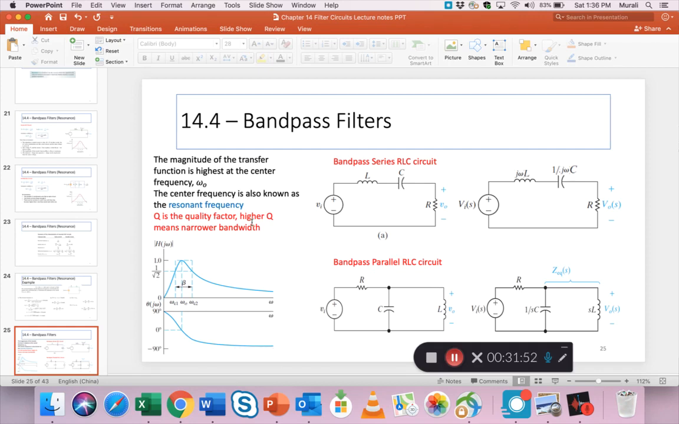A few more things here. The magnitude of the transfer function is highest at the center frequency. The center frequency is also known as the resonant frequency, or you can say the resonant frequency is known as the center frequency when we are talking about filters. Q is the quality factor. Higher Q means narrower bandwidth. All right. What more do we have?